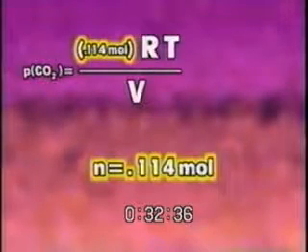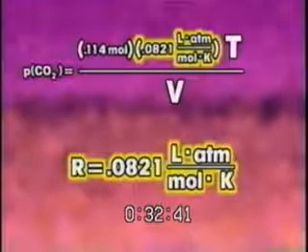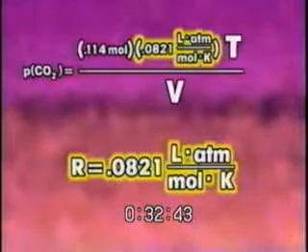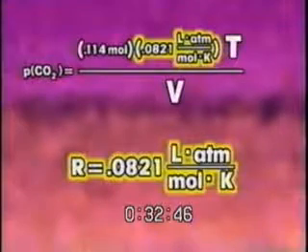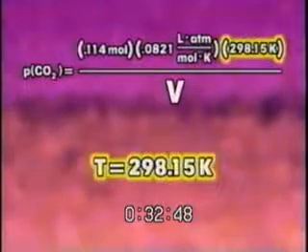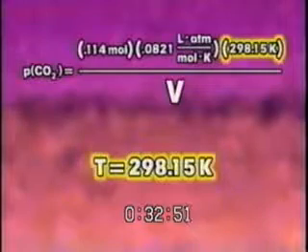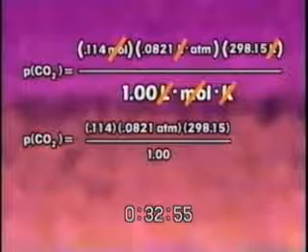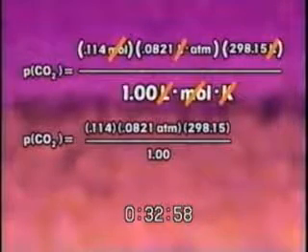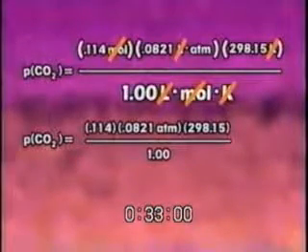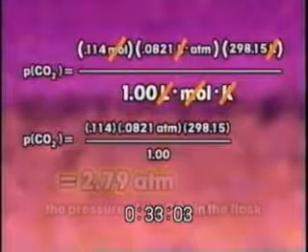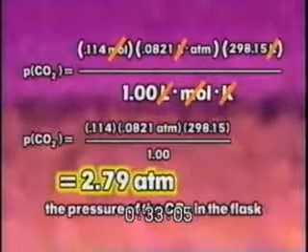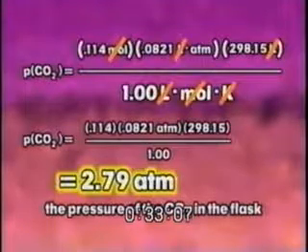The pressure, P, equals the quantity of 0.114 moles times the gas constant, 0.0821 liters times atmospheres per moles times Kelvin, times the temperature, 298.15, all divided by 1 liter. Again, we'll move the denominator of the gas constant to the denominator of the equation and cancel out the units. That gives us 2.79 atmospheres, the pressure of the carbon dioxide in the flask.